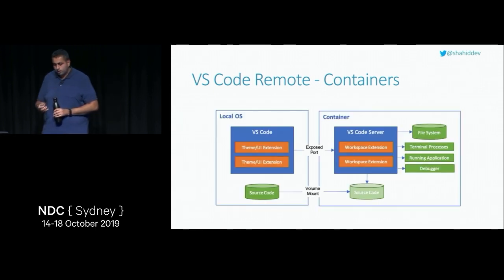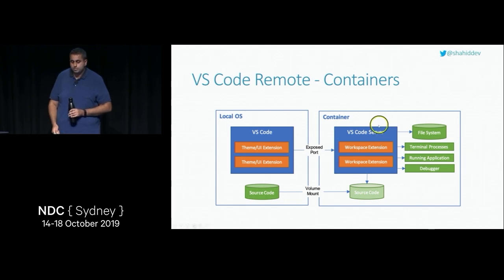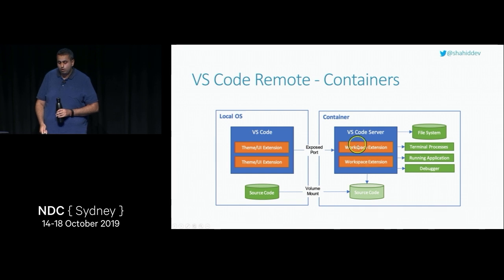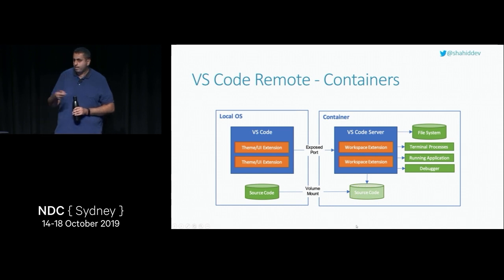So how does this work? Essentially, Visual Studio Code has a server component, and inside the container, that spins up and handles a lot of the legwork. From the local operating system point of view, the VS Code is essentially just running, connecting back to the server through the container, and your source code is on the local machine, but that volume is being mounted into the container, and I talked about that earlier when we mount the file system.